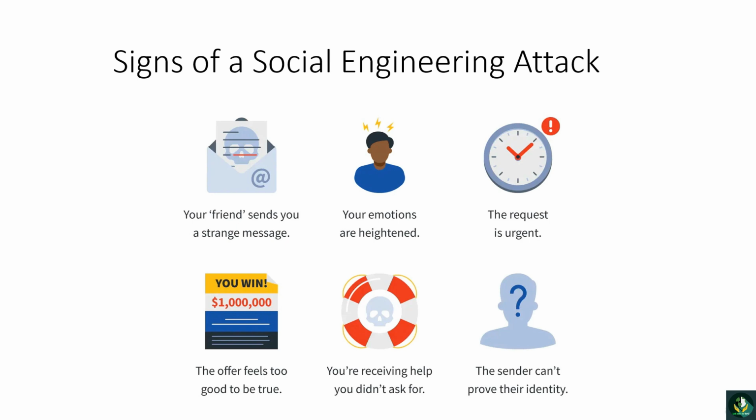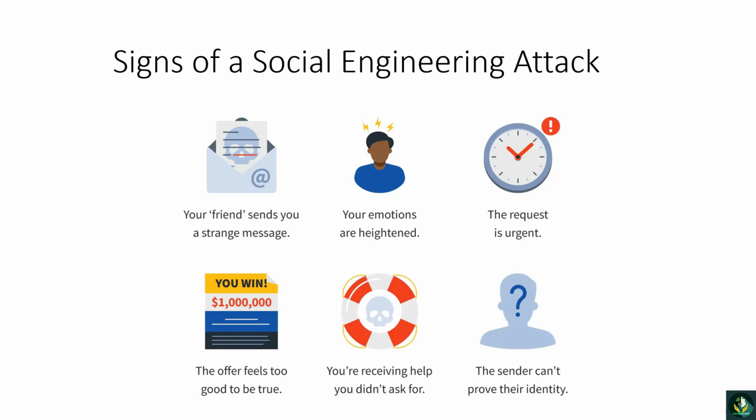Your emotions are heightened. The more emotional we are, the more likely we are to let our guard down. Social engineers are great at stirring up our emotions like fear, excitement, curiosity, anger, guilt, and sadness. In your online interactions, consider the cause of these emotional triggers before acting on them.